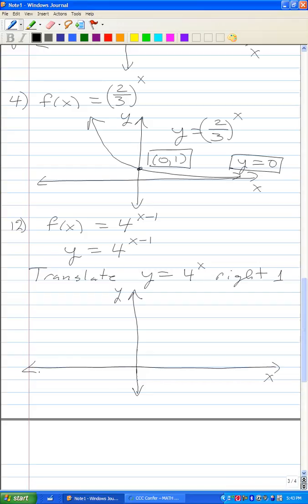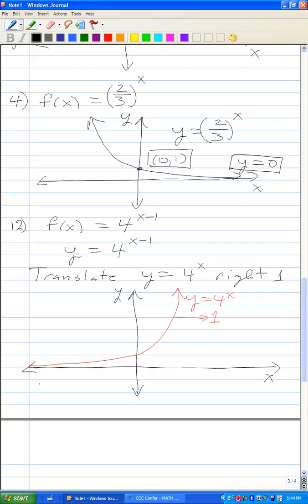Okay, that looks a little better. So let's try to graph this. That's a little better. So this is a graph of y equals 4 to the x. So at 1, it's got to be 4. It should go faster than that, but now let's translate this over 1 unit.